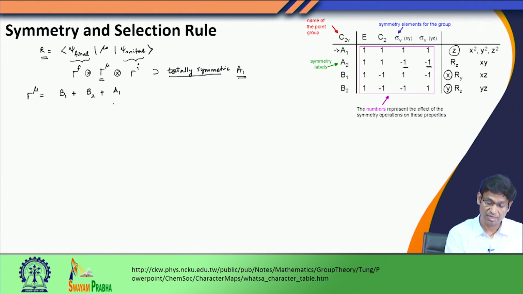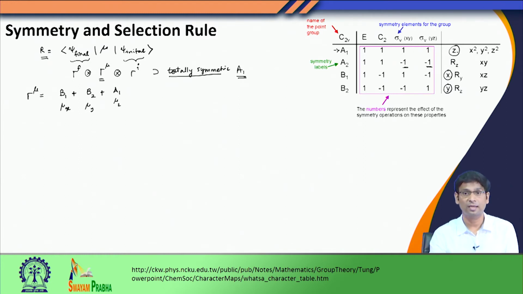So, this is the symmetry element of mu z, this is mu y, this is mu x. Now, this is for all other character tables, you have to look at the symmetry of the electric dipole moment operator. You have to see where z, x, y are written, and then you have to write down the corresponding irreducible representation. So, we obtained the operator part.